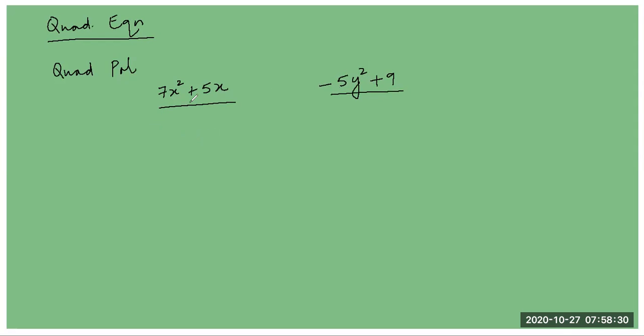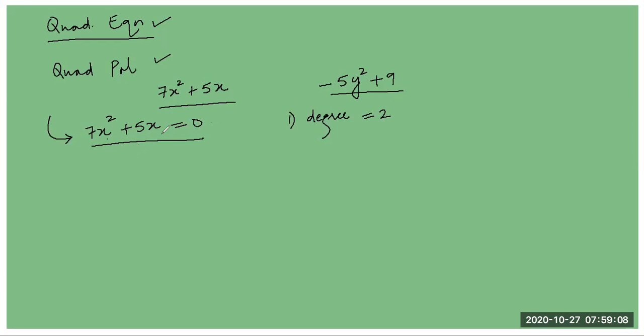Students, when I equate this quadratic polynomial to 0, let's say when I do 7x square plus 5x is equal to 0, this quadratic polynomial changes to a quadratic equation. This is a quadratic equation. There are two important things in the definition of a quadratic equation. Number one, its degree should be equal to 2, that is the highest power of the variable. This is the quadratic equation in one variable.